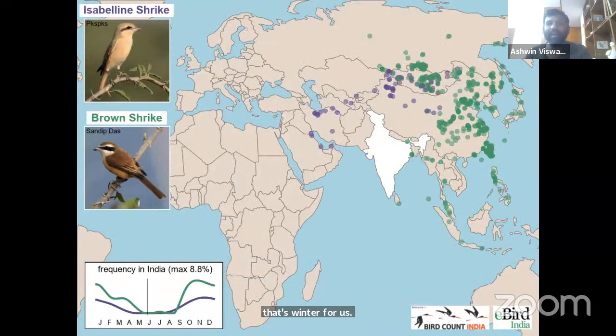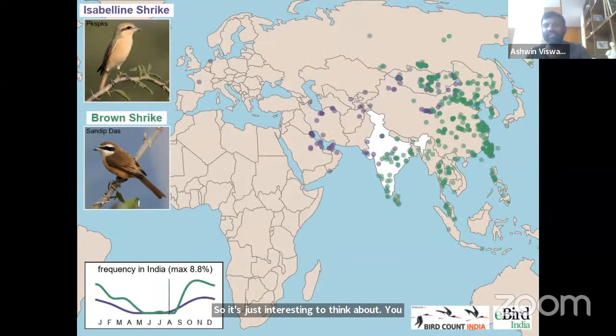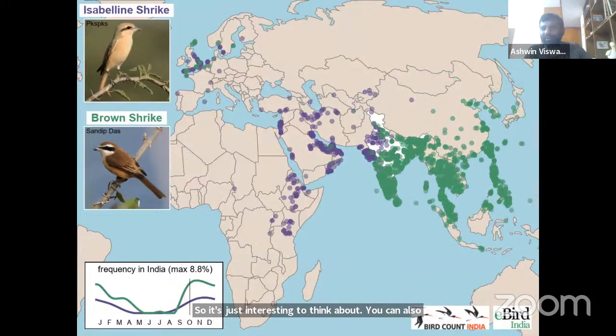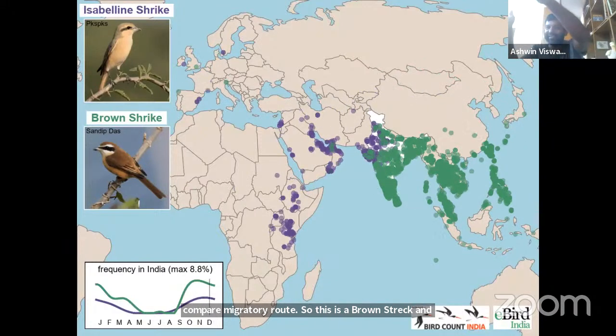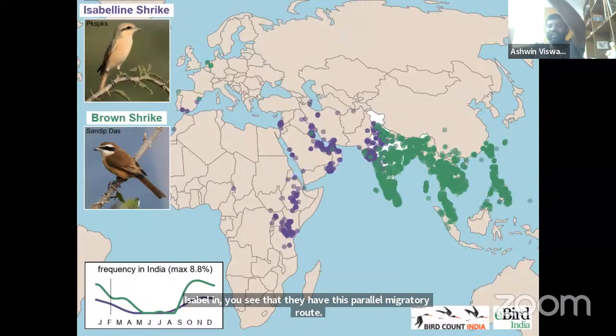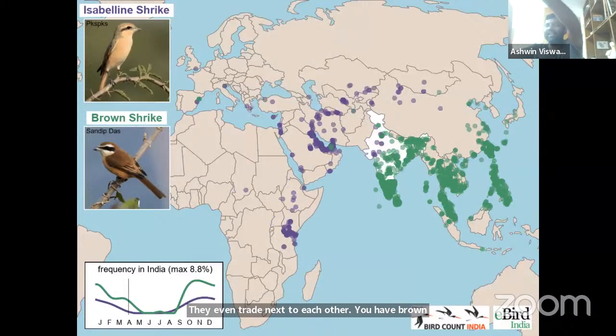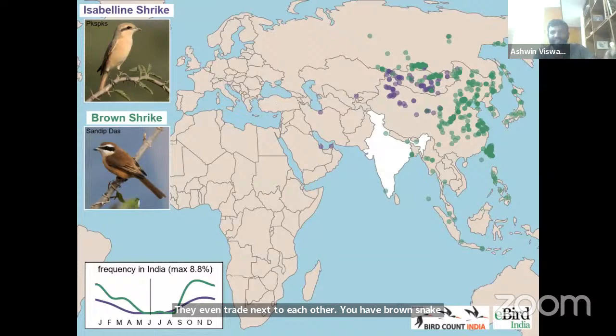You can also compare migratory routes. So there's a brown shrike and Isabelline shrike. You see that they have this parallel migratory route. They even breed next to each other. You have brown shrike, you have Isabelline shrike, and then you have them moving like this.